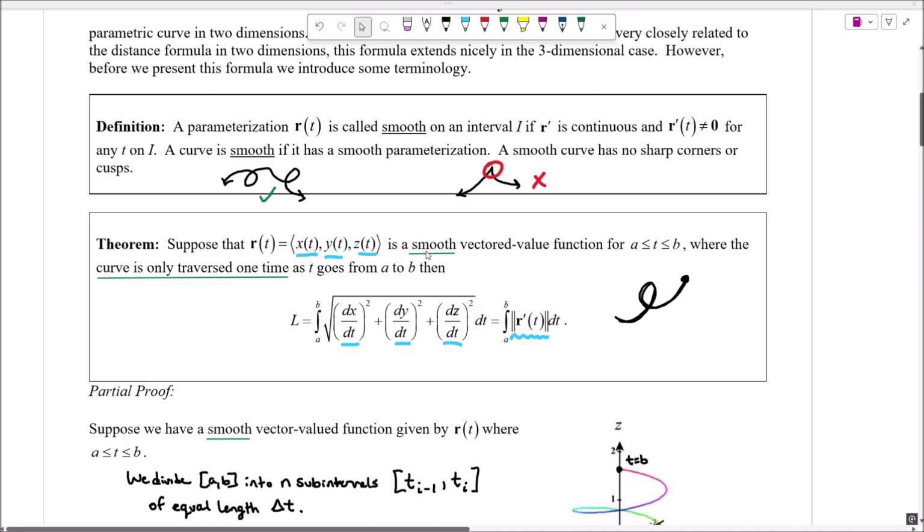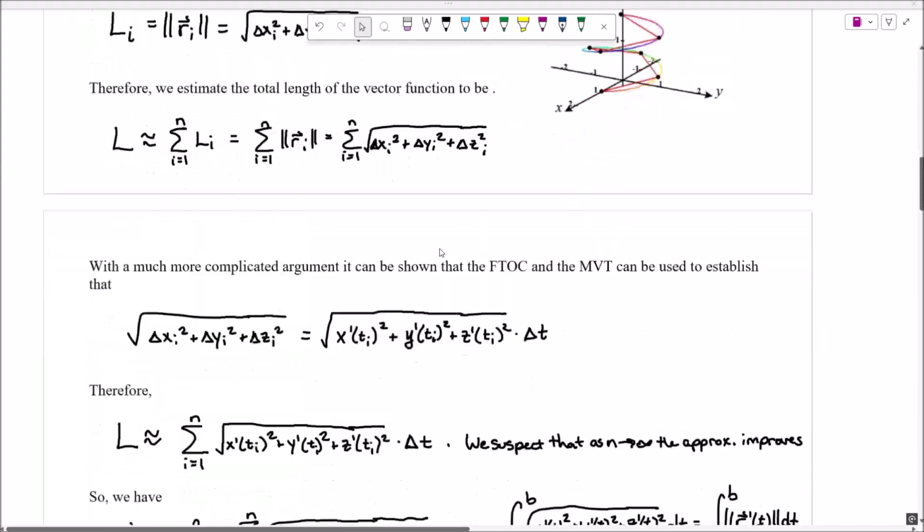Remember, I needed to have my vector function be smooth, meaning that it needs to have a continuous first derivative that is never equal to the 0 vector for any t. And it also has to be the case that the curve is traversed only one time. Well, I think it's pretty obvious from the graph that we looked at that the curve is only traversed one time. It went from the low point to the high point, so that's really not an issue. But we do need to check this idea of smooth.